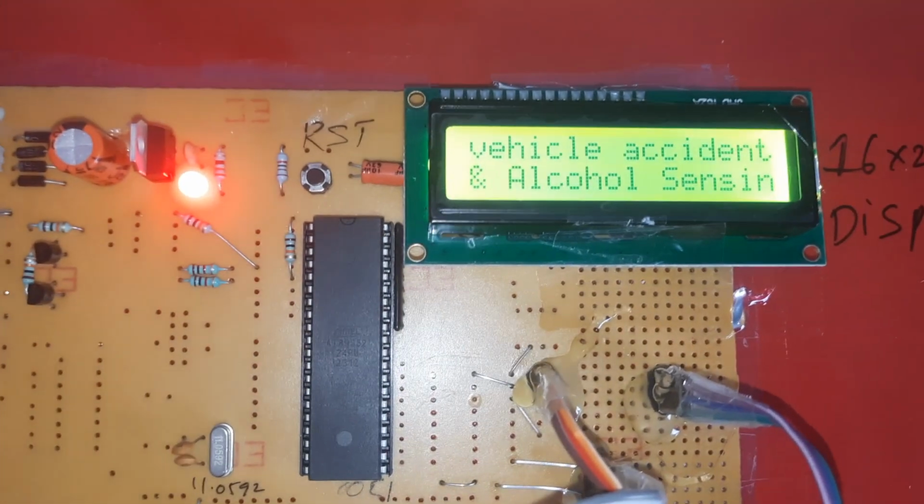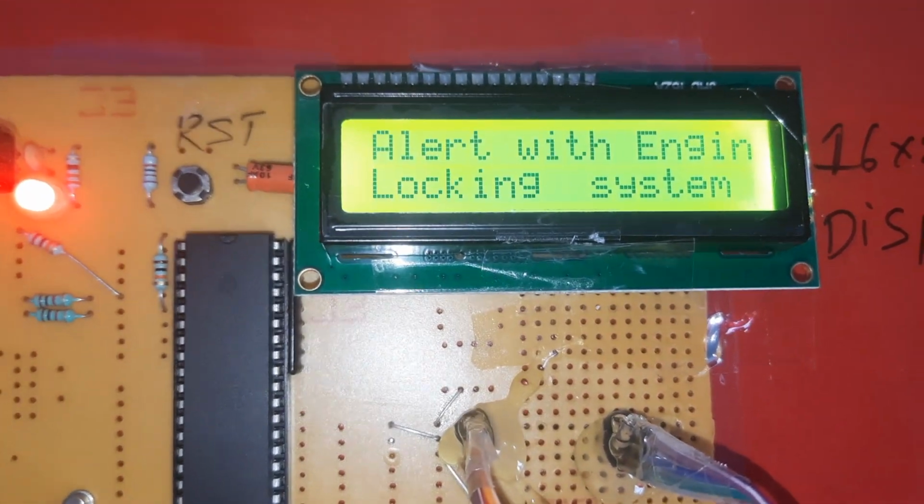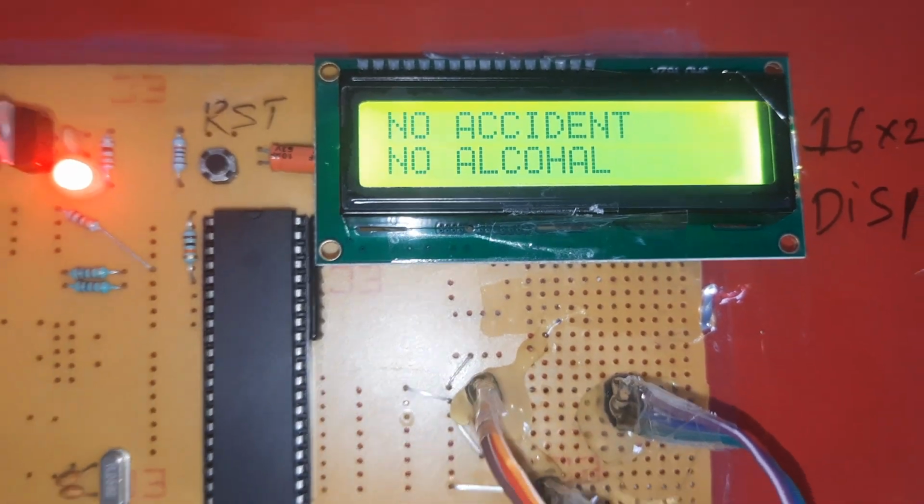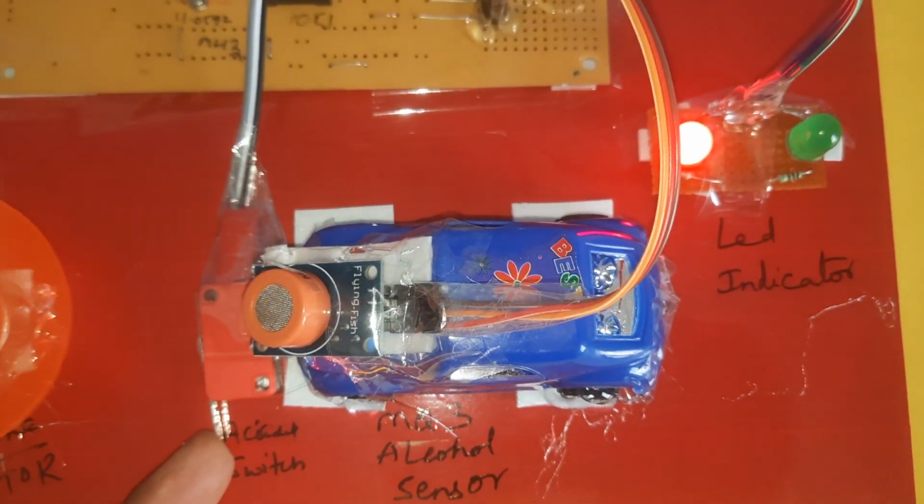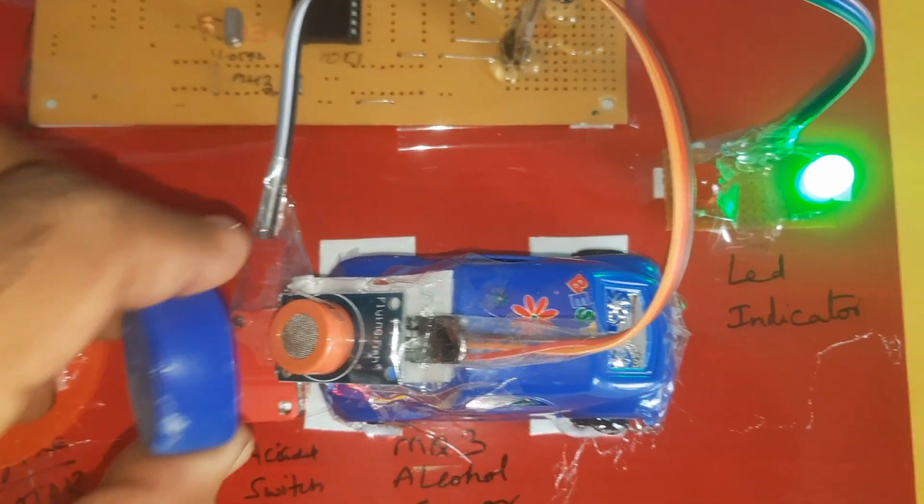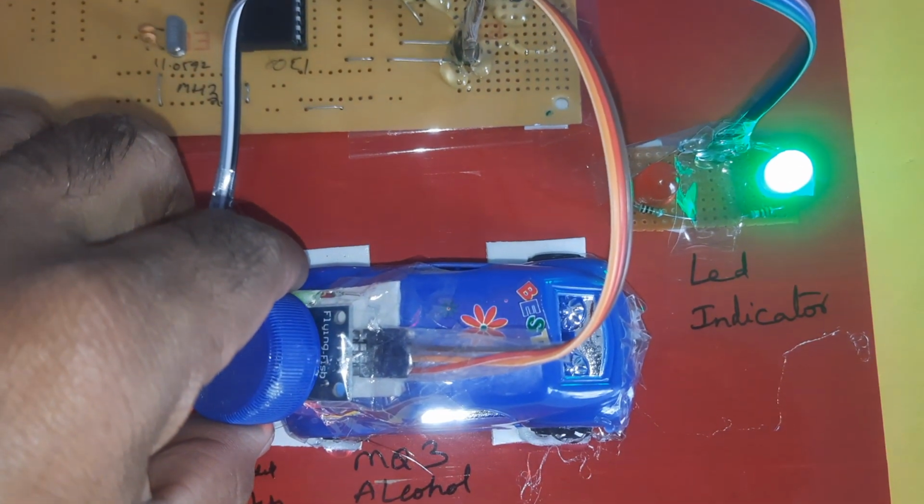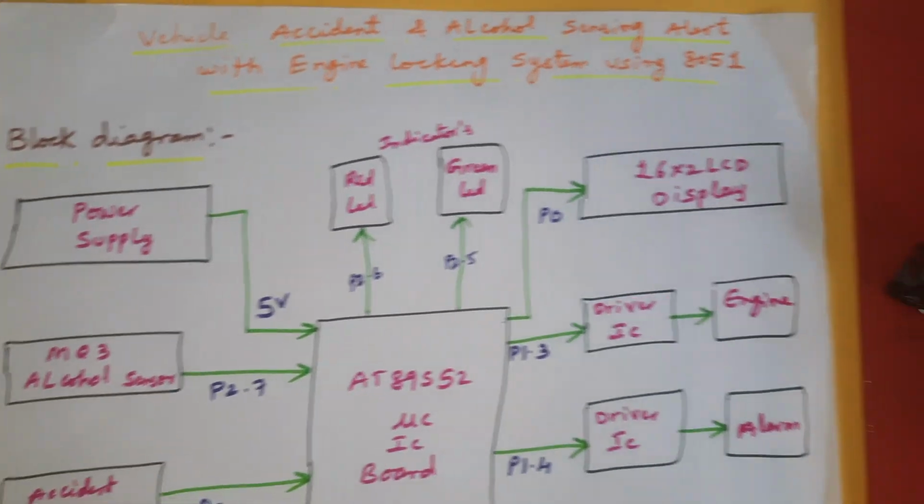Reset. Vehicle accident and alcohol sensing alert with engine locking system. No alcohol, no accident. Accident sensing, alcohol sensing. And this is our total block diagram of the project. Thank you.